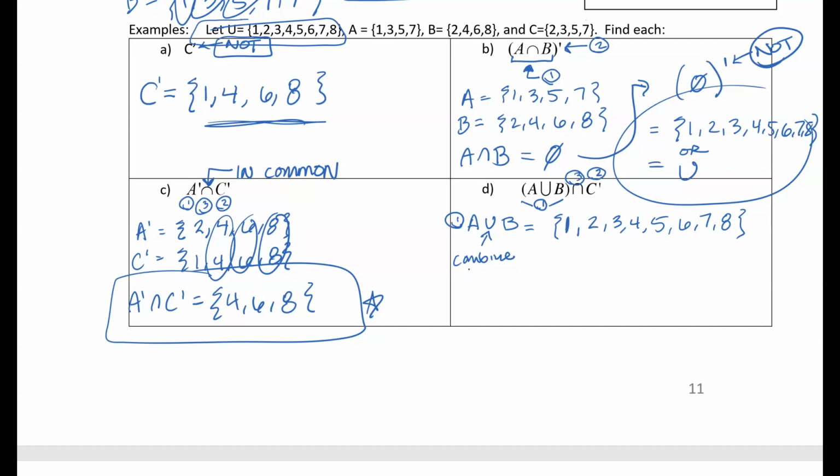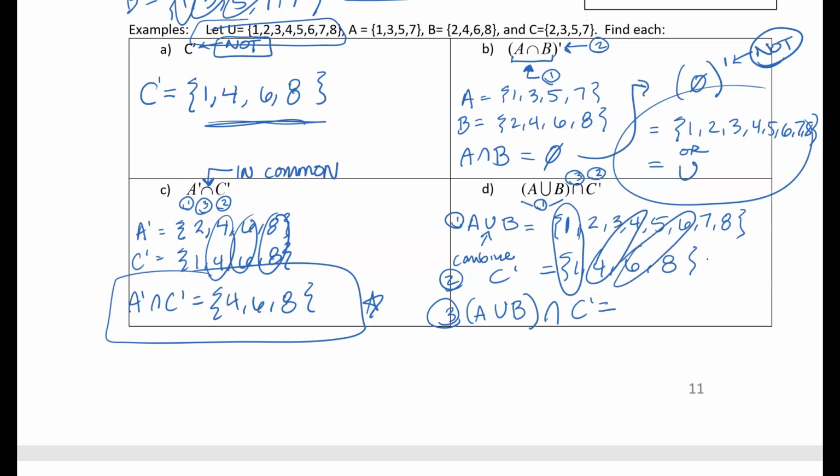So step 2, we're going to list out C complement, and we already did that in part A. So we said that was 1, 4, 6, and 8. And then last, we're going to put it all together. So we're going to say A union B, which is what I did in that first part, intersect with C complement. So we're going to look at these sets and we're going to identify, okay, they've got a 1 in common, they've got a 4 in common, they've got a 6 in common, and they've got an 8 in common. So your answer is going to be 1, 4, 6, and 8.